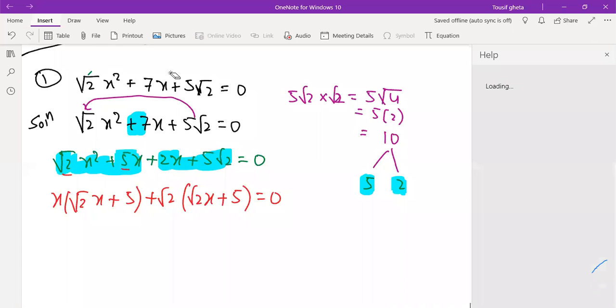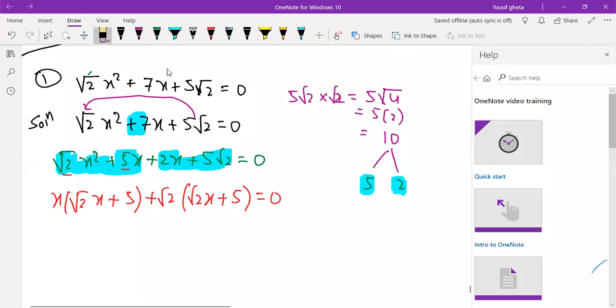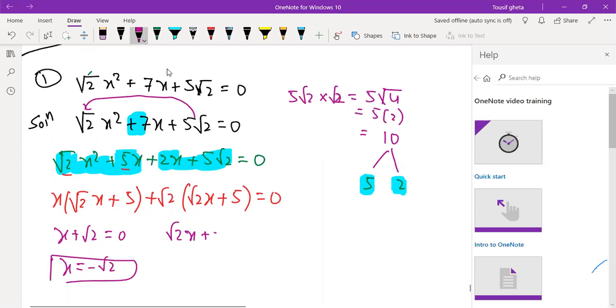Next step. So what is the answer now? x plus root 2 is equal to 0, so x is equal to minus root 2. Root 2 x plus 5 is equal to 0, so root 2 x is equal to minus 5. We will get the answer x is equal to minus 5 by root 2.